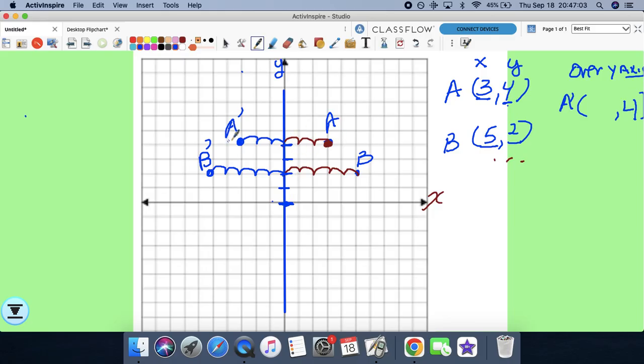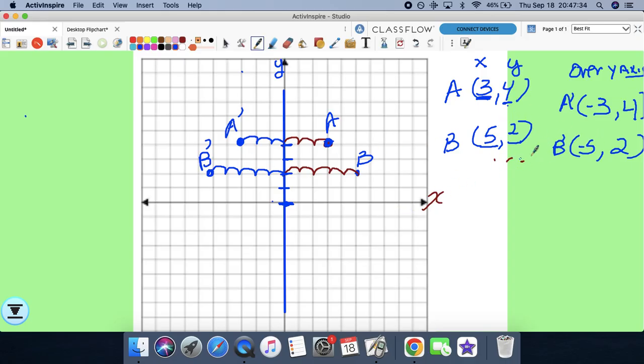What about left and right? That changed. If you think of a number line, A was +3. Where is A now? It's at -3. The reflection is at -3. Same floor, but on the other side. Look at B and B prime. Did they change floors? No, they're still on the second floor. But B was +5, and B prime is at -5.